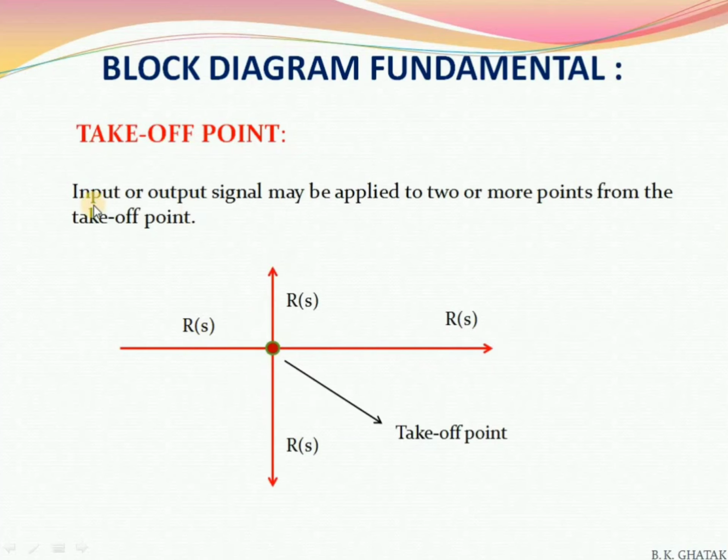Next, take-off point. So input or output signal may be applied to two or more points from the take-off point. Clear? So suppose this is R(s) input signal. So from here we can take another signal as input. So this is R(s) and this is also R(s). So this point is known as take-off point. So from the take-off point we get three signals: R(s), R(s) and also R(s).